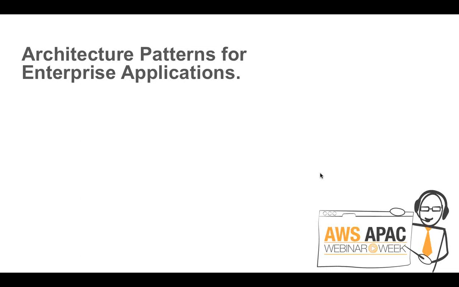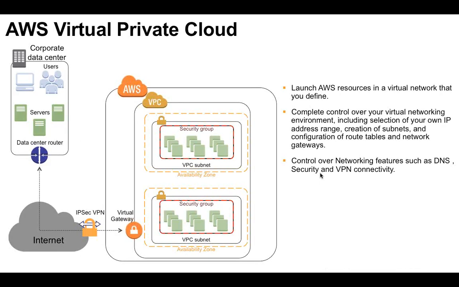So we'll now start looking at what is the architecture pattern that enterprises start off with and how they evolve their architectures. So most enterprises, be it small, medium, or large, start off using a virtual private cloud. It is a default choice today when you run on AWS, but we recommend that you give careful consideration in designing your virtual private cloud.